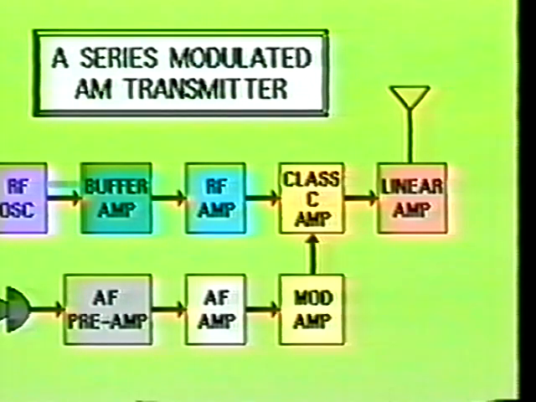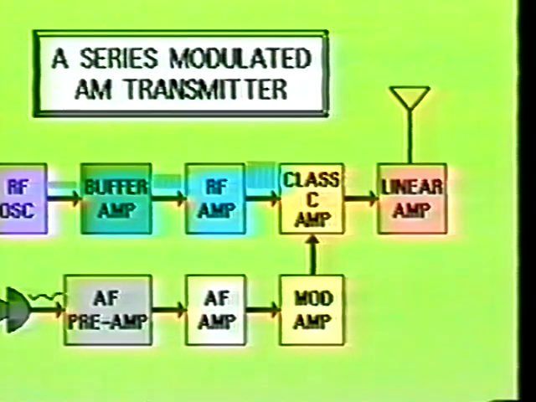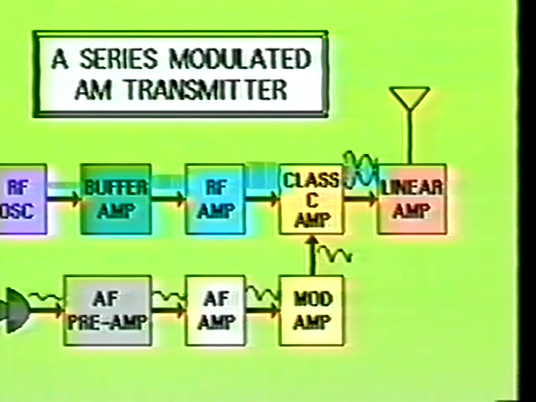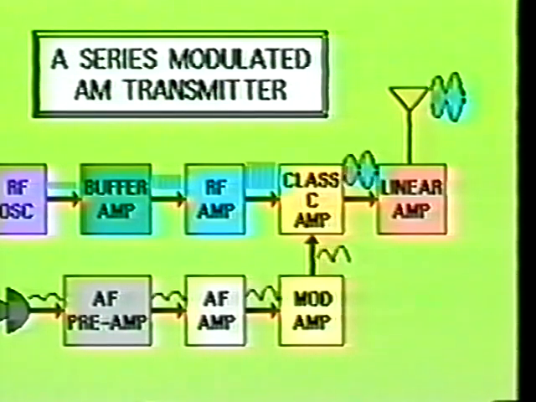As you can see, a continuous RF carrier wave is provided by the RF oscillator through a buffer amplifier, then through an RF amplifier, and into a Class C modulated amplifier. The modulating audio signal is taken from the microphone and fed into a preamp stage, then into an audio frequency amplifier stage, and then into the modulation amplifier. The modulation amplifier is then used to control the power output of the Class C modulated amplifier, which is then fed into a linear amplifier to be radiated by the antenna.